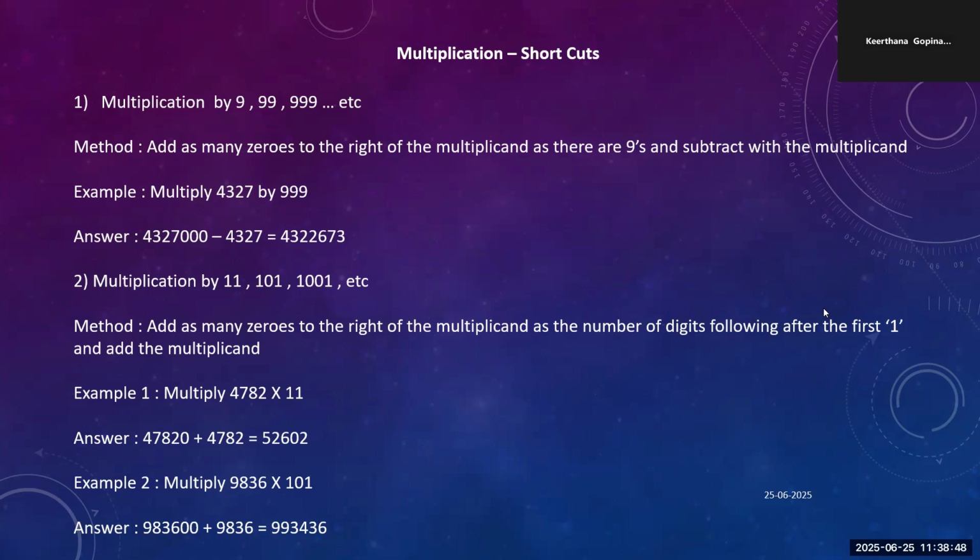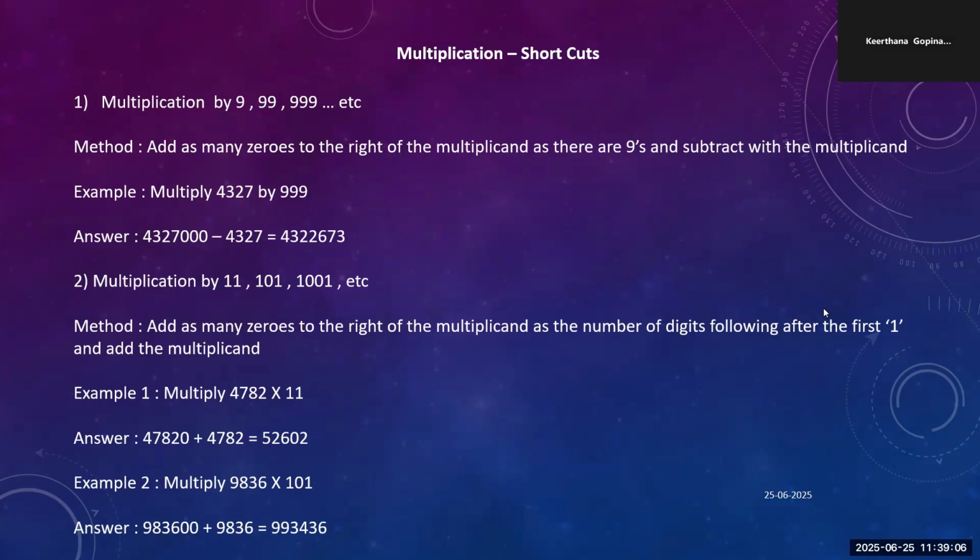Basic algebra is A into (B plus C). You would have read this formula. If A bracket B plus C is given, what you will do is AB plus AC. That is the logic in algebra. The same logic applies here.